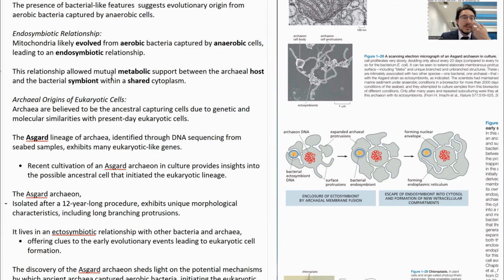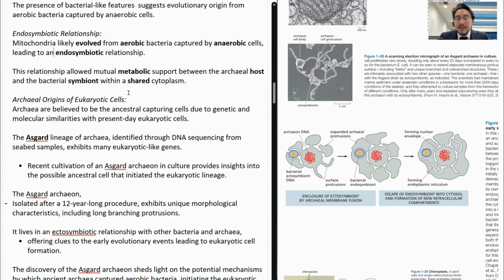that could be used as a source of food for this anaerobic life form. Archaea, being a little bit bigger, could serve as that host or as that medium to thrive in. So you have this archaeal host and that bacterial symbiote that share their structure, their bodies, their cytoplasm.